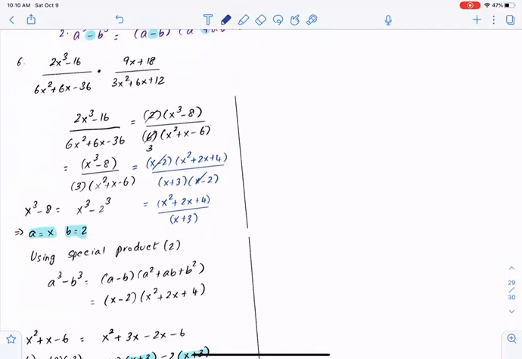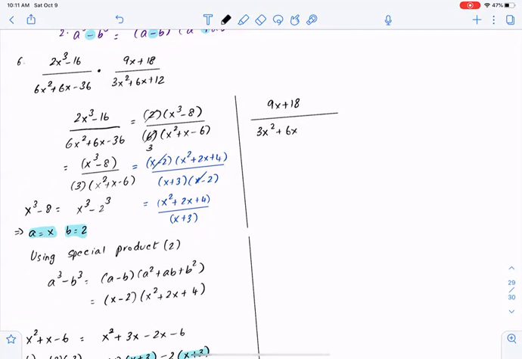Now I move on to the second one. 9x plus 18 divided by 3x squared plus 6x plus 12. So numerator, I'm going to pull 9 out. That would give me x plus 2. In the denominator, I have a 3 in common. And that would give me x squared plus 2x plus 4.